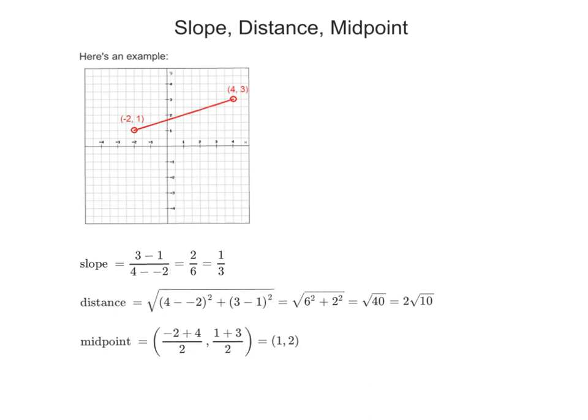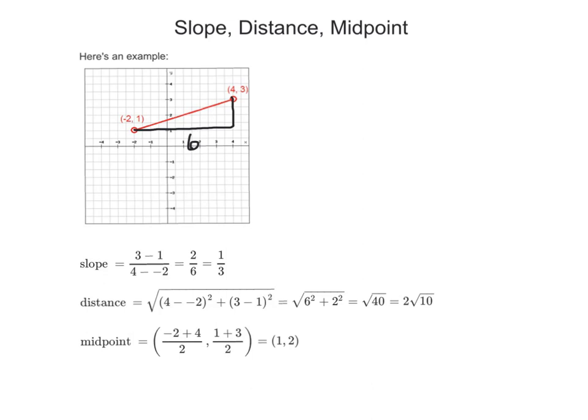I like to visualize first a right triangle. So I'm going to draw a right triangle that's formed by these 2 points. So I'm going to move horizontally and then vertically. And you can count spaces to get those lengths, but you can also use the coordinates, and that's what I'm going to do. So that horizontal length right here is the difference in the x's. 4 take away negative 2 is 6.